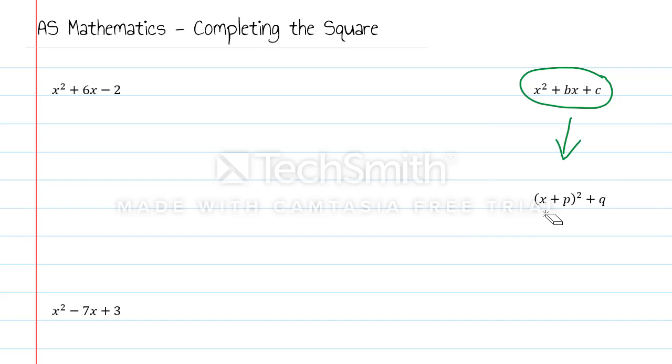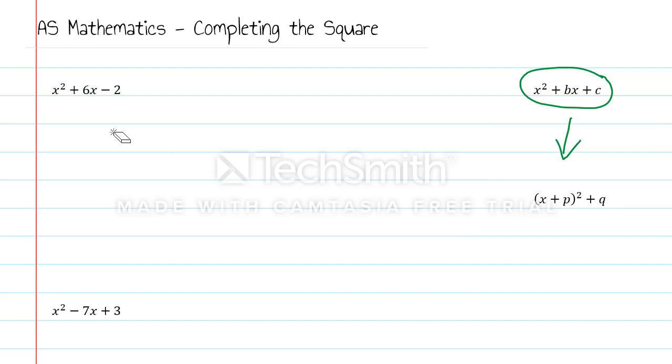So you can see here we've got (x + p) squared plus q. The (x + p) squared can actually be called a perfect square. But if we expanded that, it would not give us this back. So we've added or subtracted q to try and get an equivalent form. Essentially all you're trying to do today is work out what p is and what q is. So I've got two examples here.